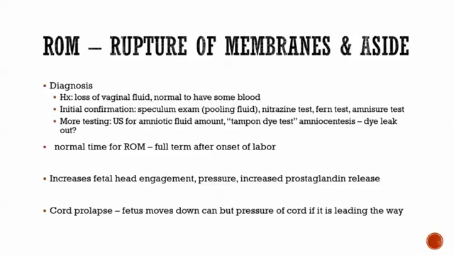One thing you can do is an ultrasound to look for amniotic fluid. If you have oligohydramnios, or a decrease in amniotic fluid from previous, you might be thinking, okay, maybe there has been rupture of membranes. You can also do something called a tampon dye test. The way that works is you do amniocentesis and you put dye into the amniotic fluid and see if it leaks out. If it turns the tampon the color of the dye, then you know that you've had rupture of membranes, because the dye has gone from the amniotic fluid down to where the tampon is.